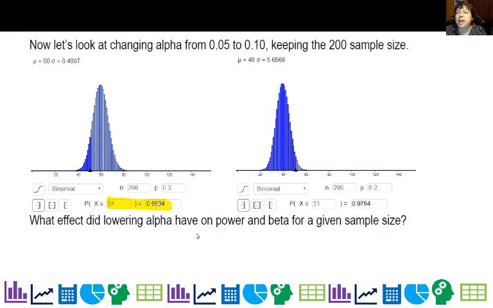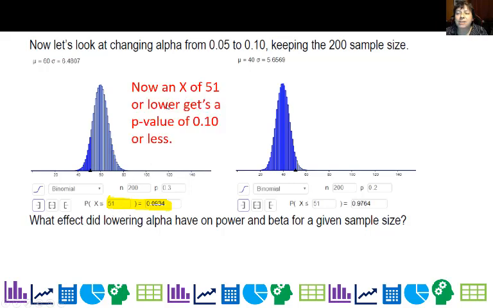So now let's look at changing alpha from 0.05 to 0.10. We're going to keep the 200 sample size and see what happens when we change alpha. Well, what really happens is that now a bigger chunk of the hypothesized values are going to cause me to reject. All right, so now my x has to be less than or equal to 51. So any x less than or equal to 51 will get me a p-value of 0.10 or less. So that's kind of broad in this section here.